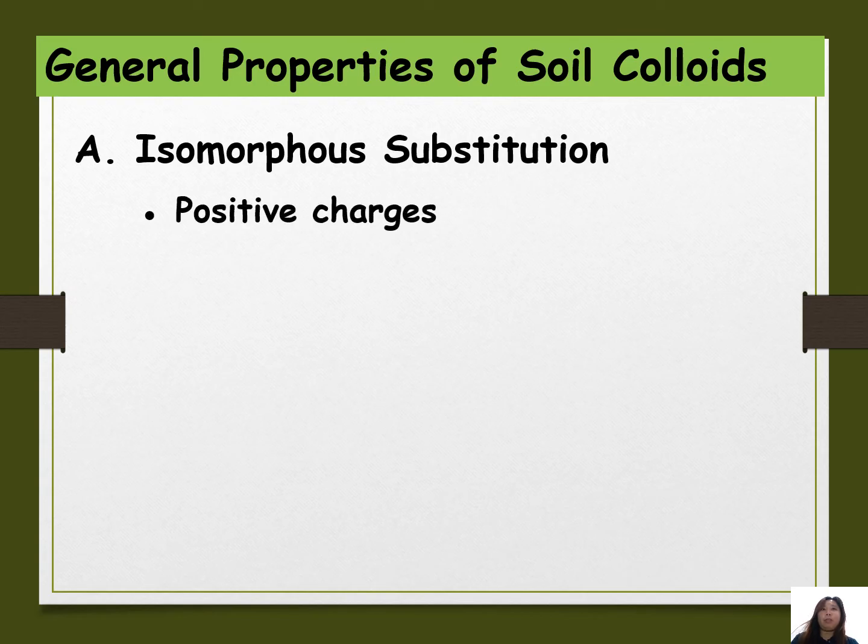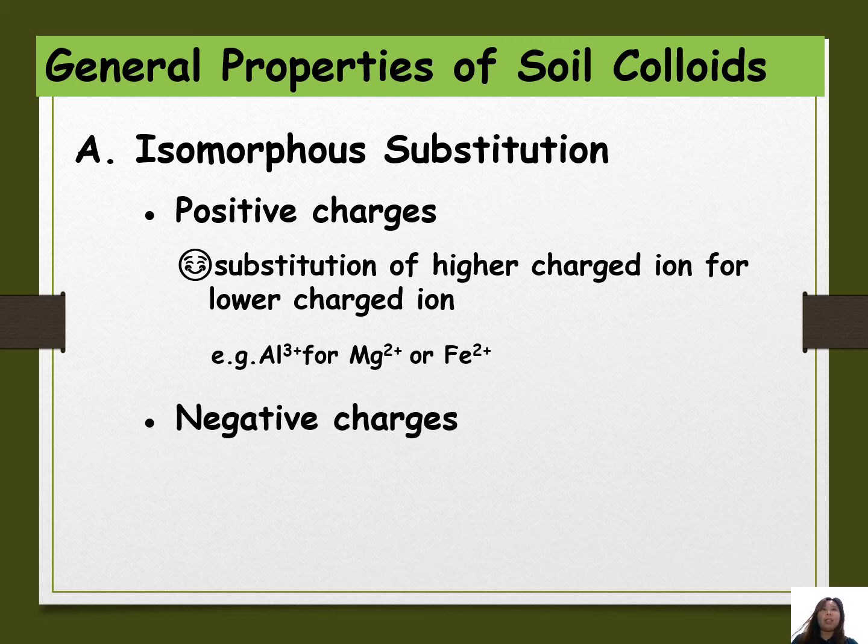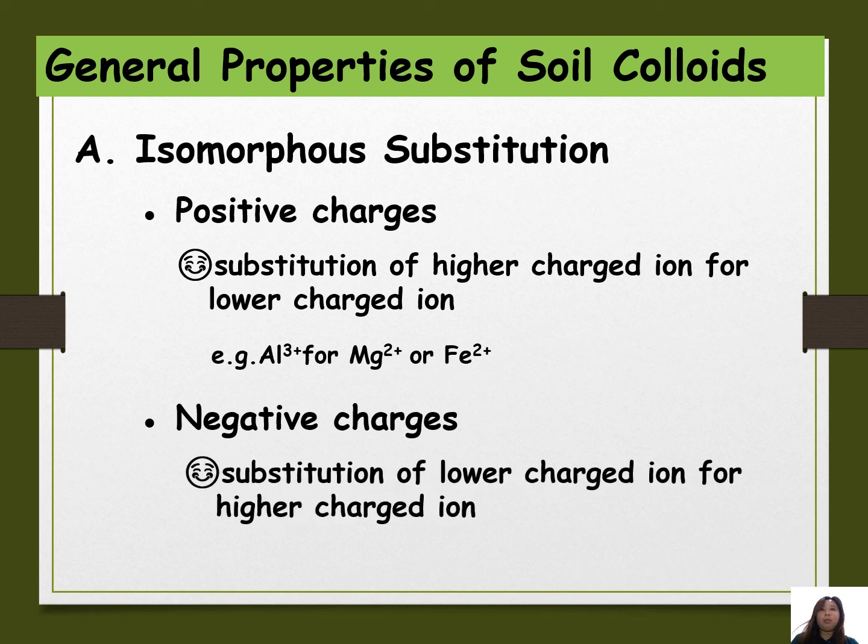For isomorphous substitution, for positive charges, the substitution of higher charge ion for lower charge ion creates positive charges. For example, aluminum 3+ for magnesium 2+ or iron 2+. So higher charge, for example 3+, substitutes for lower charge, like magnesium 2+ or iron 2+. For negative charges, we have the substitution of lower charged ion for higher charged ion. For example, magnesium 2+ for aluminum 3+ or aluminum 3+ for silicon 4+.